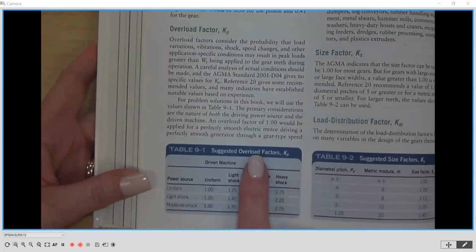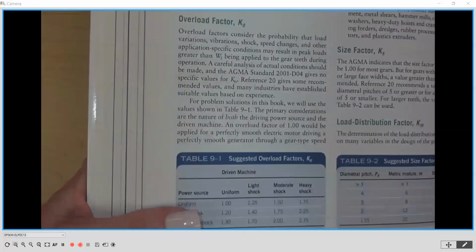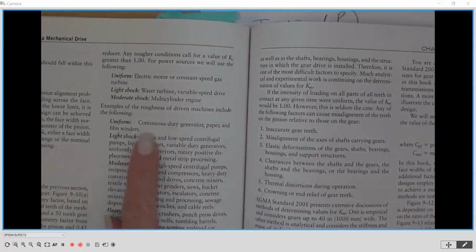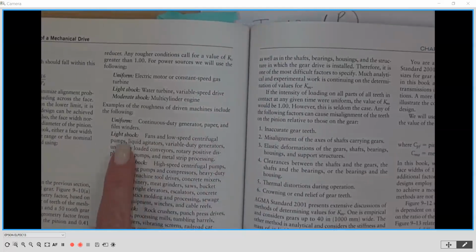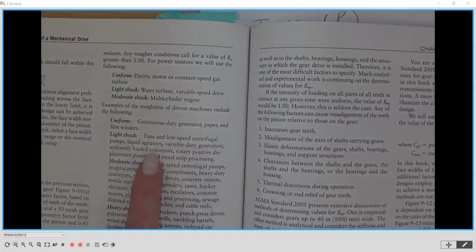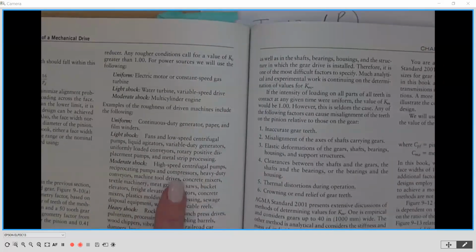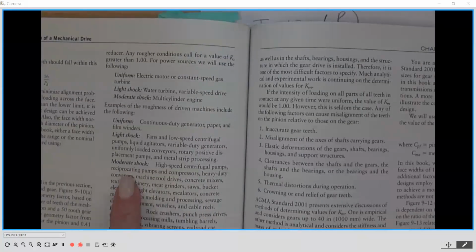Okay. Now we're going to look at our driven machine, our output. In the problem statement, it said that it was an industrial saw. Okay, so we're going to look up here. Down below are going to be our driven machine examples. So uniform is going to be like a continuous duty generator, paper, or film winder. Light shock is going to be fans, low speed centrifugal pumps, and so on and so on. Moderate shock, high speed centrifugal pumps, reciprocating pumps, heavy duty conveyors. It's talking about an industrial saw. To me, it speaks moderate shock.